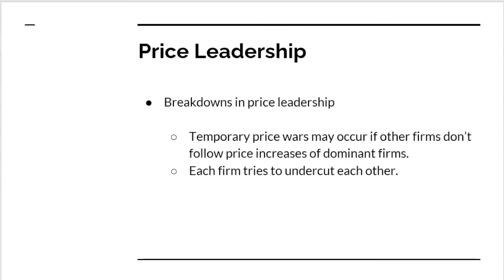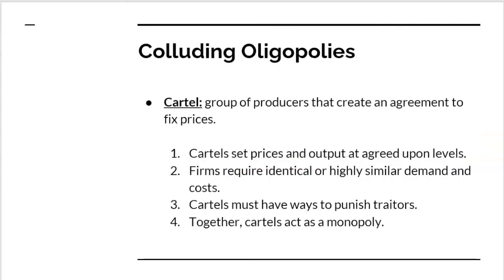So there can be breakdowns. There can be temporary price wars that occur if firms do not follow the price increases of the dominant firm. So if the dominant firm increases their price, there can be a price war if the other firms choose not to follow it and just keep their price the same in the effort to get more consumers to purchase their good. And so that's when each firm is going to try to undercut one another.